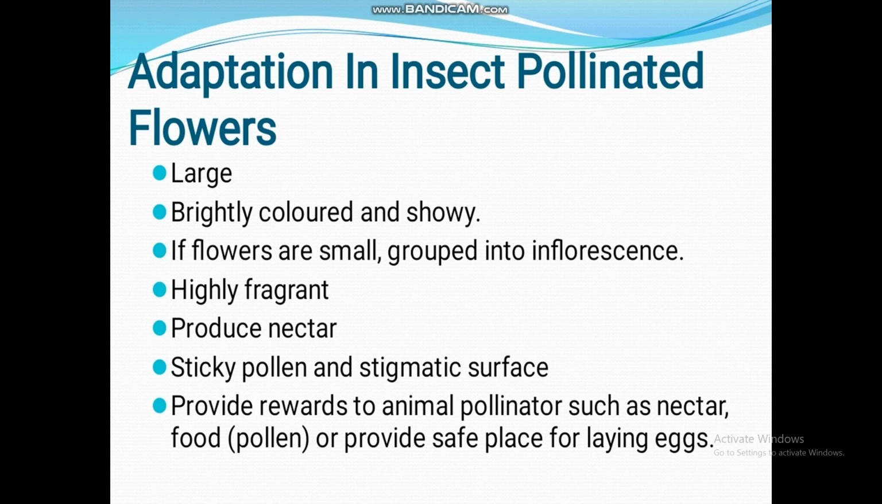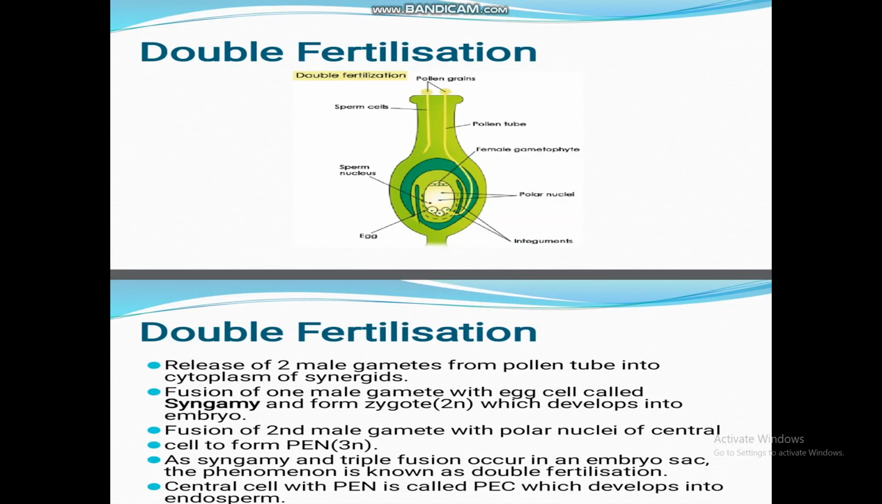Sticky pollen so that whenever an insect comes in contact, these pollen grains easily attach to the body of the insect. And the stigmatic surface provides rewards to small pollinators such as nectar, food, or a safe place for laying eggs. These are the various materials or components given by these flowers to insects in the form of reward. For this reward, insects are attracted toward these flowers and carry out pollination.